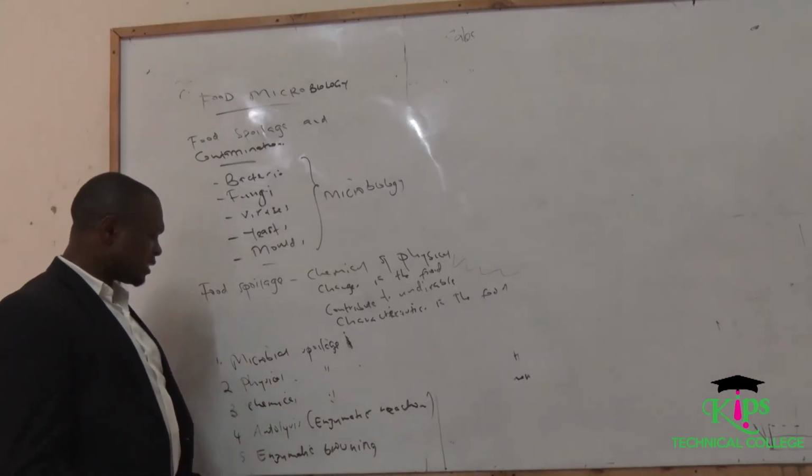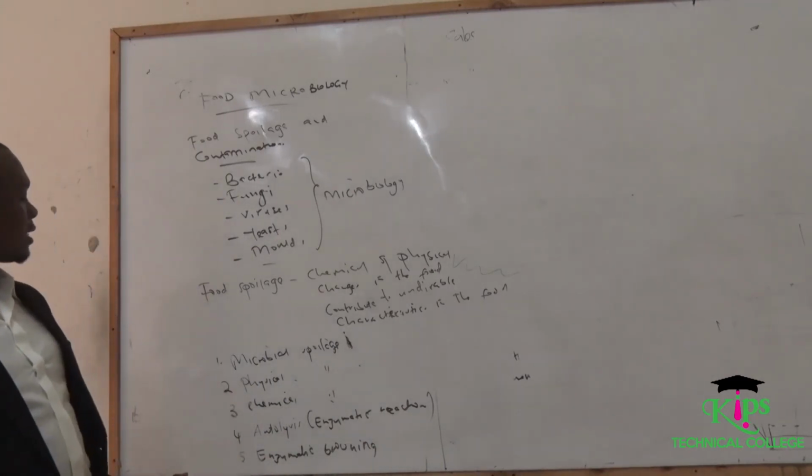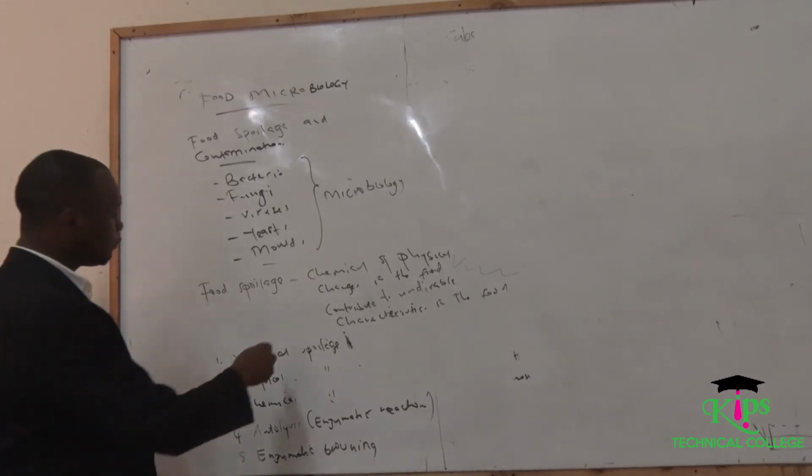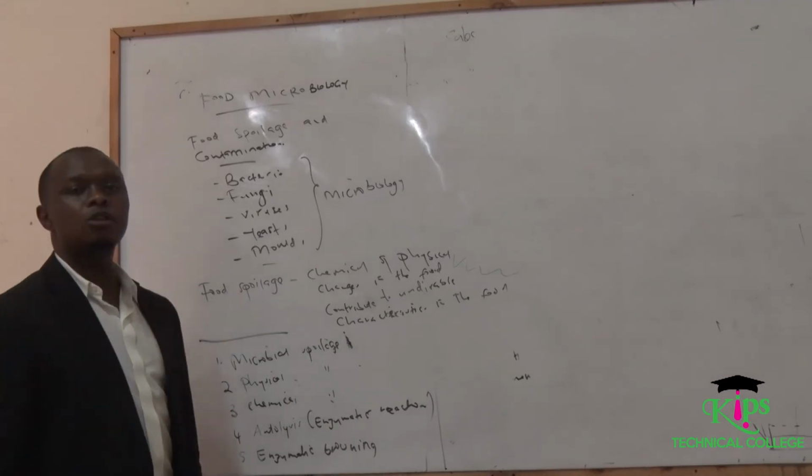Now, in our next class discussion, we shall look at some of these forms of spoilage in the food in detail and also discuss them.